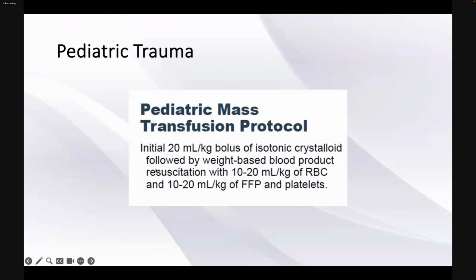Pediatric, 20 ml per kilo of isotonic crystalloid followed by transfusion of blood products already, 10 to 20. Yung 20 ml per kilo is actually new, comes down from 30 cc per kilo of crystalloid. So parehas lang sa adult, we're shying away from massive delivery of crystalloids.